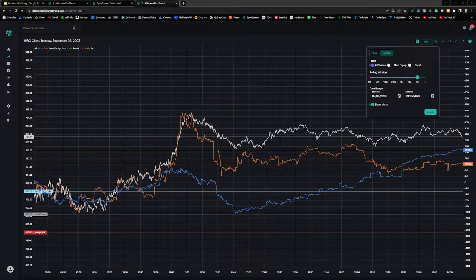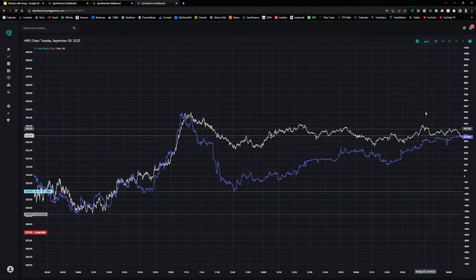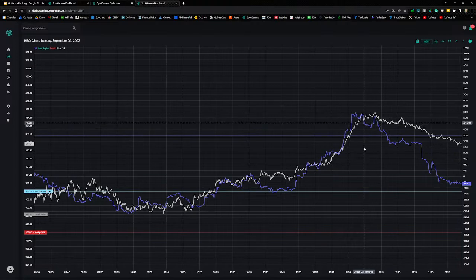Let's go back to the total signal now. So up until about 11:15 or so, options traders were a very key driver of price action in Microsoft.